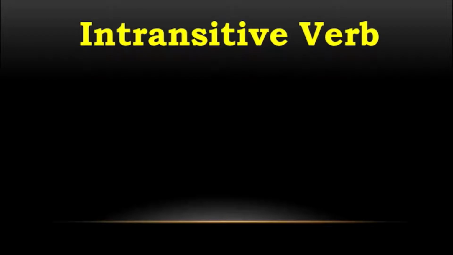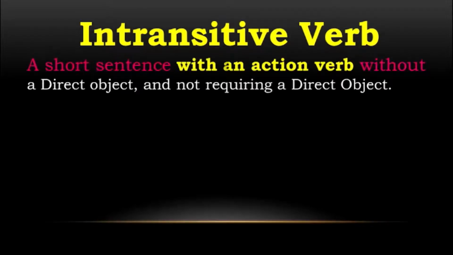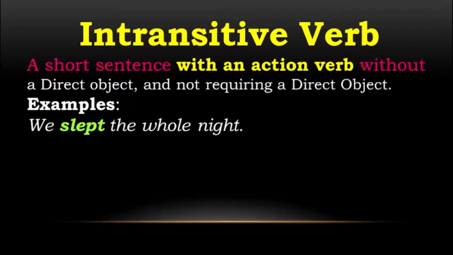What is an intransitive verb? A short sentence with an action verb without a direct object and not requiring a direct object. Okay? For example, we slept the whole night. Here slept is your intransitive verb and it requires no object.